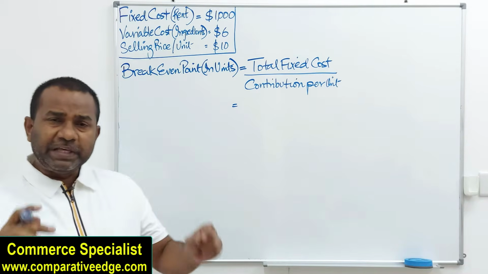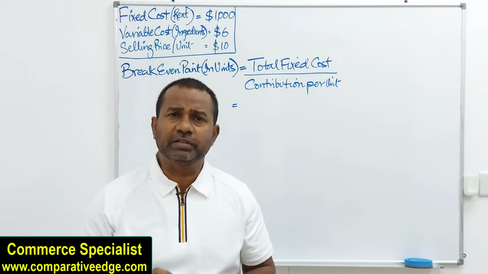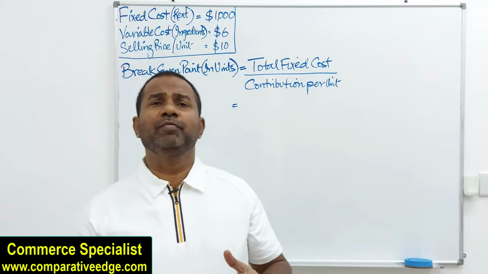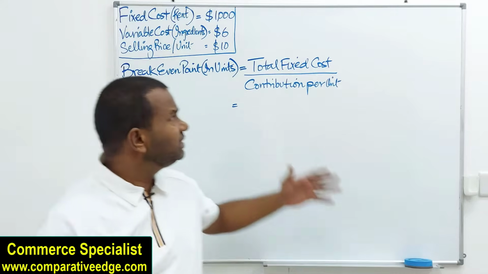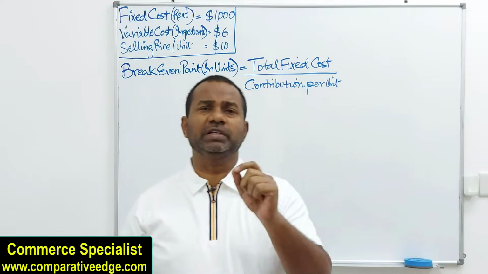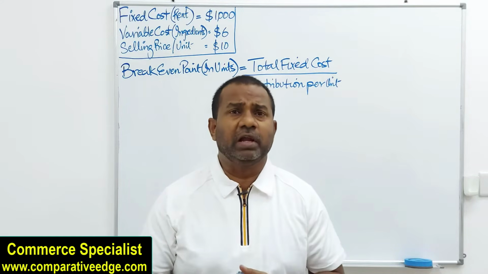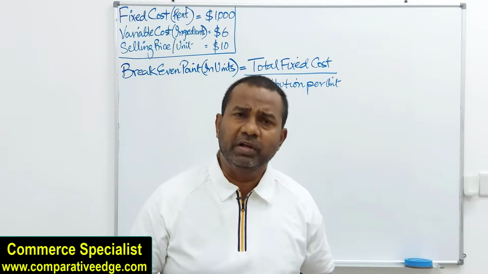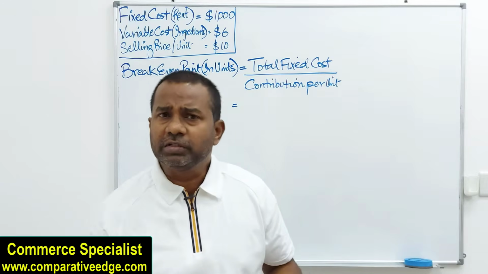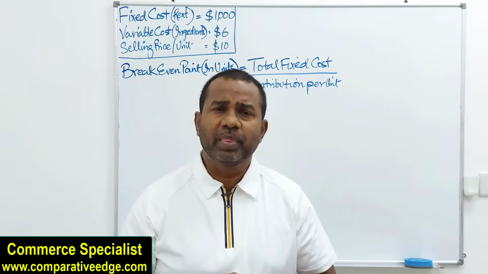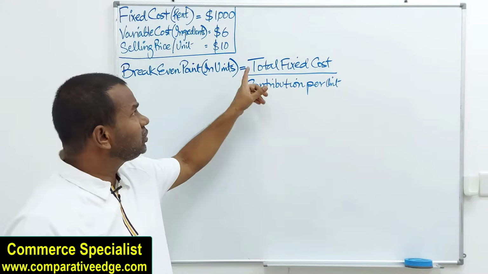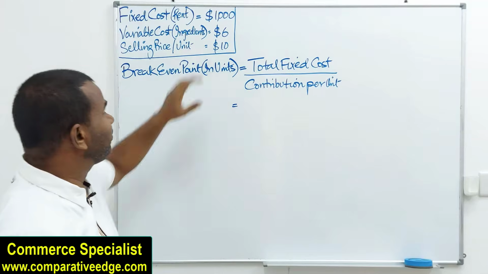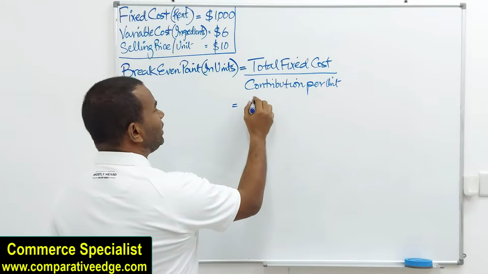So please pay attention. When I say total fixed cost, there is a possibility a business may have more than one fixed cost. This is a simple example. I've just taken fixed cost as rent. But in reality, you can have rent, staff salaries, annual repair and maintenance, and fixed insurance amounts to be paid. So the formula says total fixed cost. Add up all your fixed costs. In this example, the only fixed cost we have is $1,000.